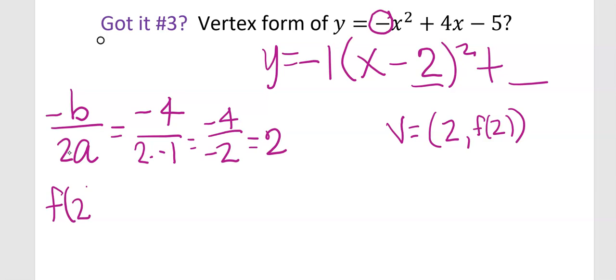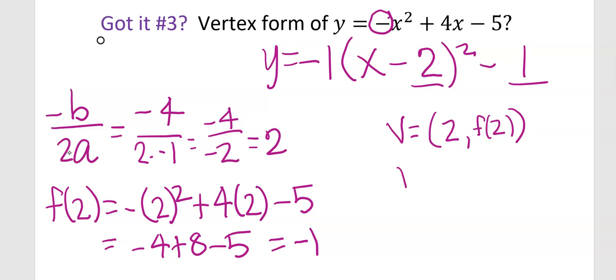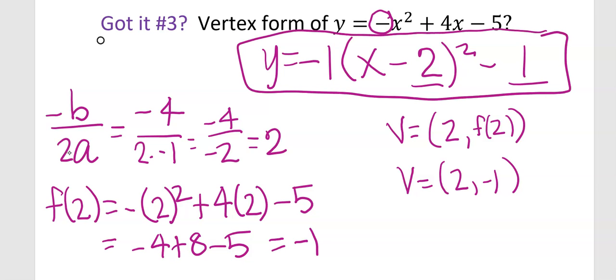So f of 2 is negative 2 squared. The negative, remember, is sitting out front. It's not in the parentheses. So negative 4 plus 8 minus 5. Negative 1. That changes the sign again. And that's it.